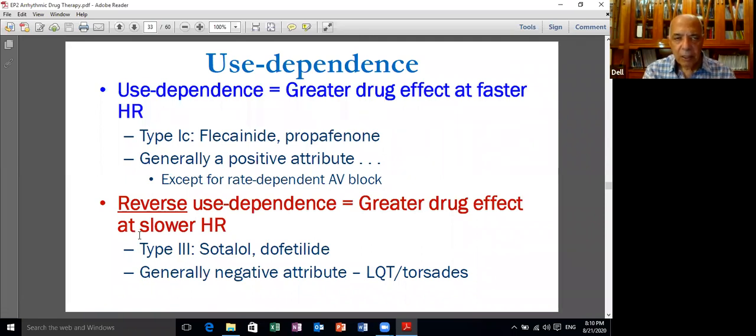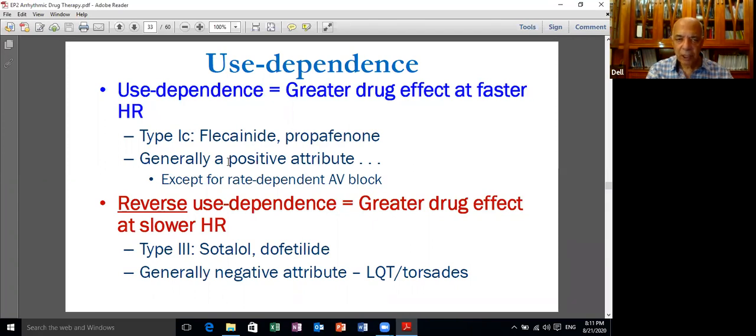Now, another important term to be aware of is the phenomenon of use dependence. Use dependence means a greater drug effect at a faster heart rate. The drug is not detached from the channel easily, so if you accelerate the heart rate, it accumulates in the channel and produces a bigger effect. This is usually a phenomenon characteristic of type 1C, including flecainide and propafenone. It's usually a desirable phenomenon, a positive attribute, because if you have tachycardia, if you have a fast arrhythmia, you need the drug to be stuck to the channel to stop it.